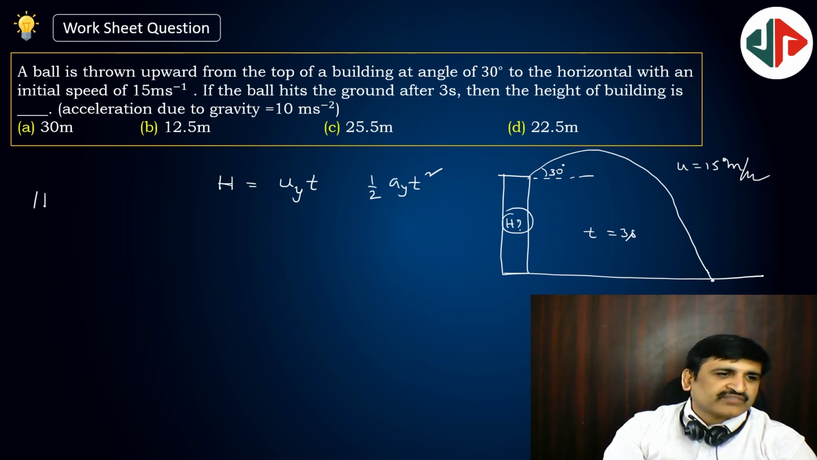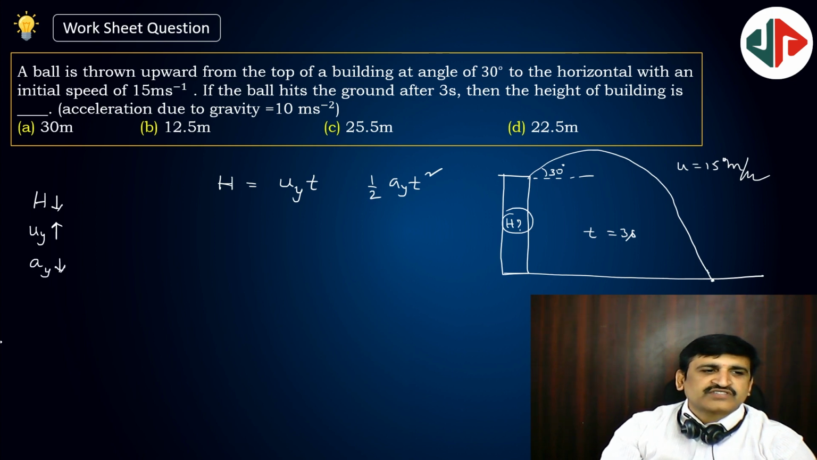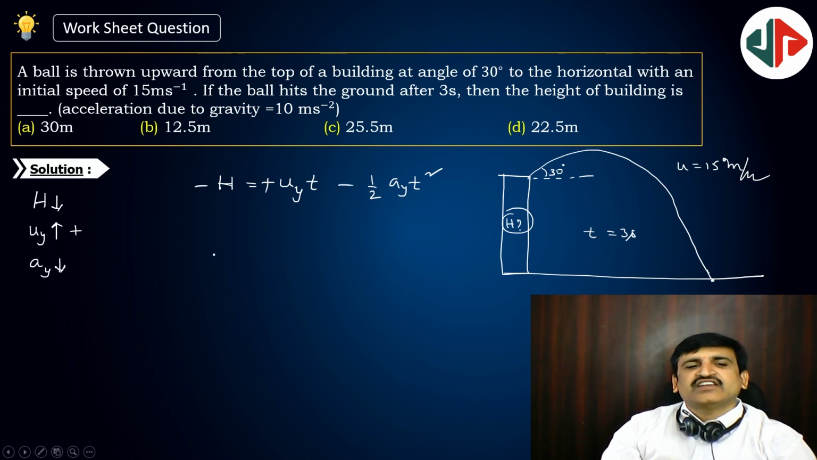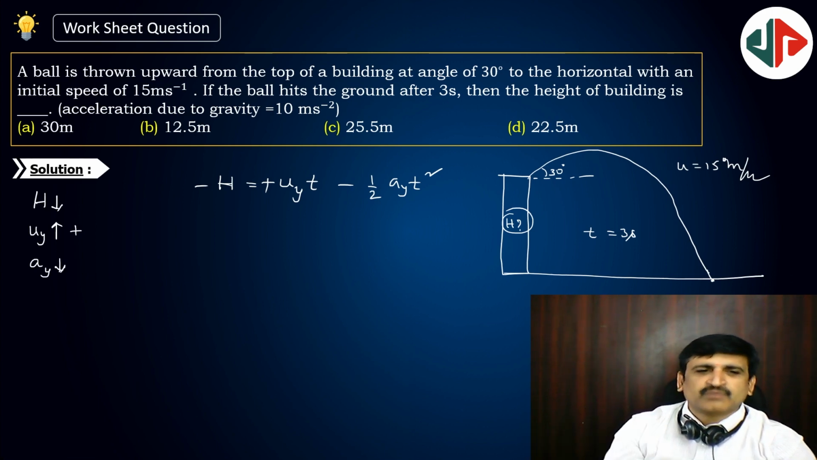H is downwards. Initial velocity upwards. Acceleration due to gravity downwards. So which one will you give positive, which one negative? Uy you want to give positive? Okay, give positive. Then the remaining two are in the opposite direction, so give negatives. That's what I want to teach: which are in my direction are positive, which are in the other direction are negative.